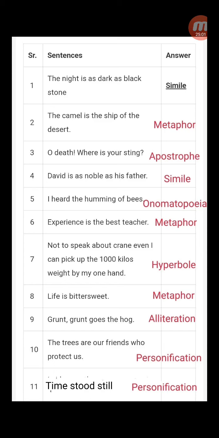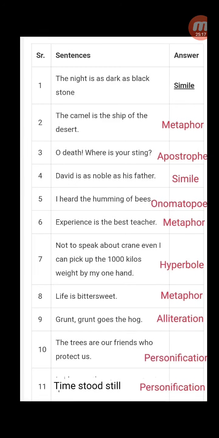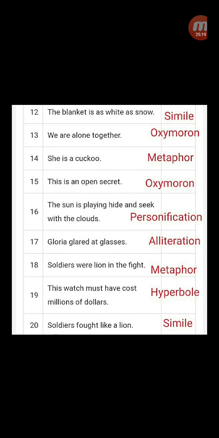Grunt, grunt goes the hog. Alliteration. Go sound is repeated. Trees are our friends who protect us. Personification. Time stood still. Personification. Blanket is as white as snow. Simile. We are alone together. Alone and together. Oxymoron. She is a cuckoo. Metaphor. This is an open secret. Oxymoron.